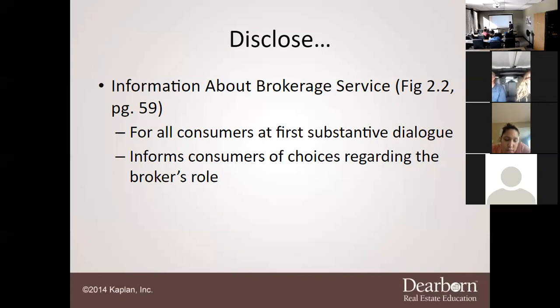So if someone calls me and asks what this property is listed at, do I need an IABS form for that? No, I don't, because it's just basic information. I can just tell him, hey, this is how much it's listed for. But if he starts asking, will they take $10,000 less than what it's listed at, something like that, then I would need to get an IABS form.